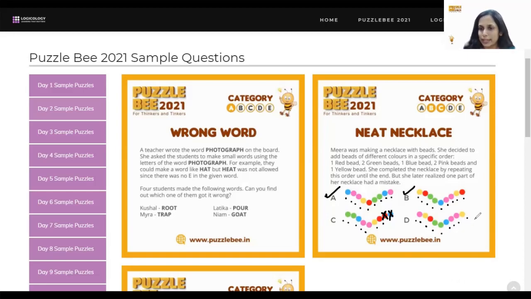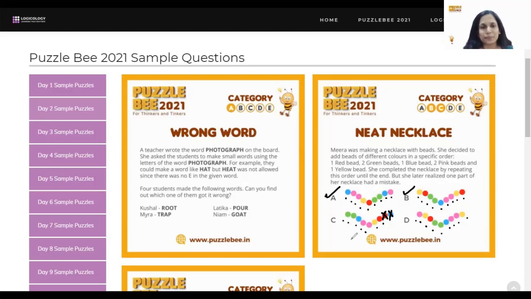So this is all right. D was also correct. The incorrect one here was C, which, as I said, had not one but two mistakes. You were not supposed to have two red beads, and a red bead was supposed to be followed by a green bead, but instead you had a blue one here. So that is what was incorrect in Neat Necklace. Part C of this necklace was the not so neat part, right?